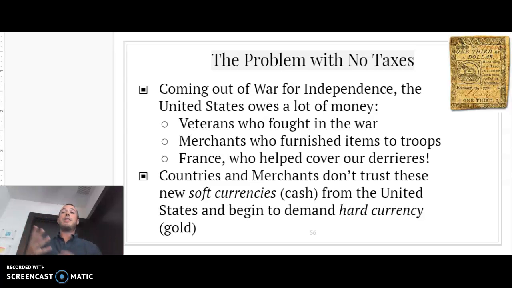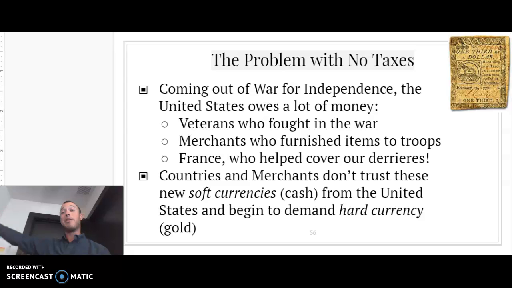We also see that we got a problem because we owe a whole lot of money to other countries, specifically France, because of all the help they gave us. They kind of bailed out our derrieres. And also to a lot of big, you could call them businesses or merchants who helped furnish the troops with different supplies. One thing that I want to make sure is clear here is these merchants, remember, they've got to buy their supplies or their stuff from somewhere.